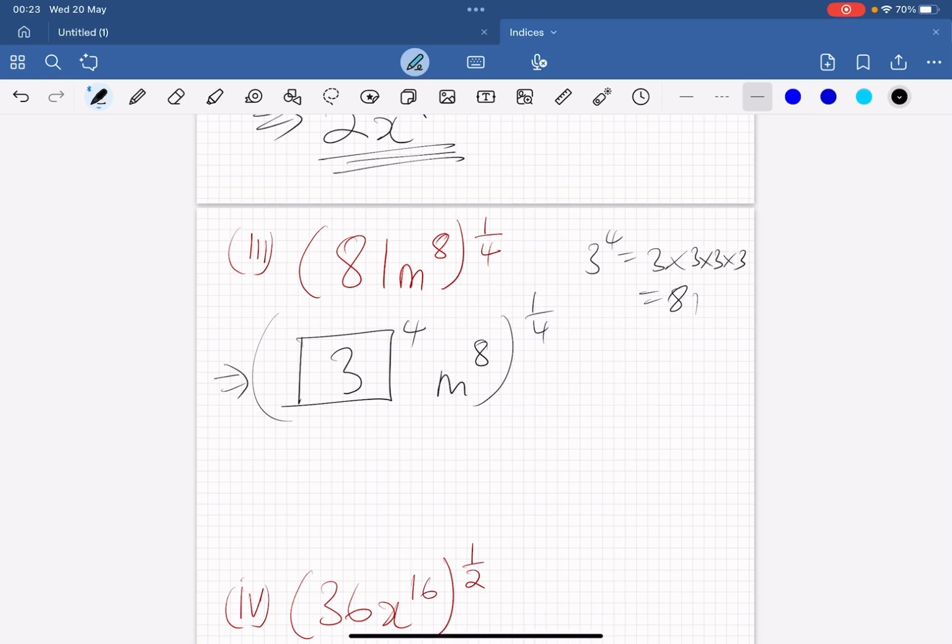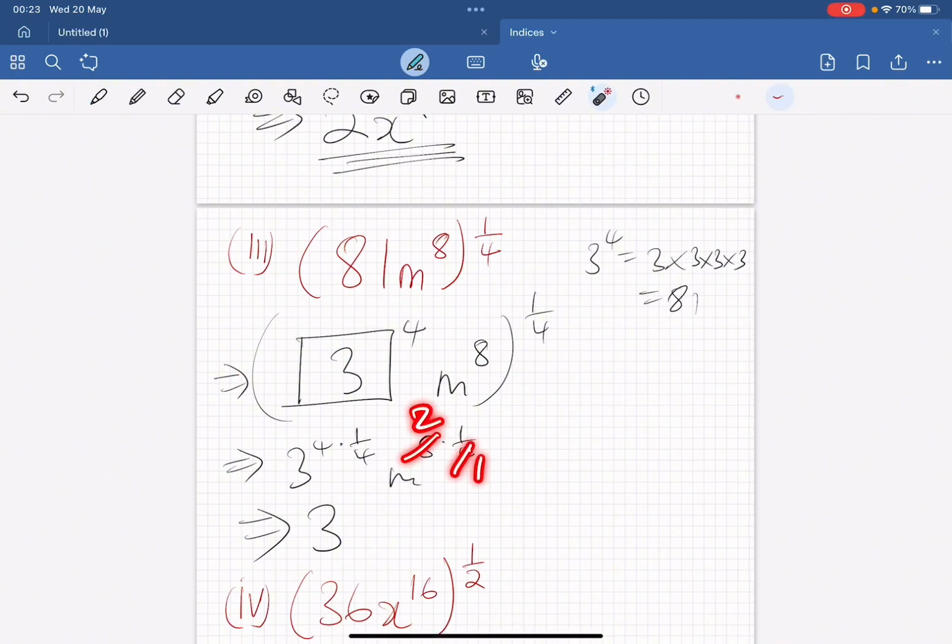Then next, what I'm going to do is I'll be distributing: 3^4 times 1 over 4, m^8 times 1 over 4. And then here, the 4's are going to cancel out, so you'll be left with 3. And then 4 here once, 4 here twice. So basically 2 times 1, that's 2. So this will be 3m^2.